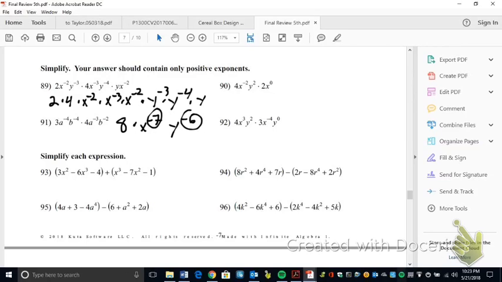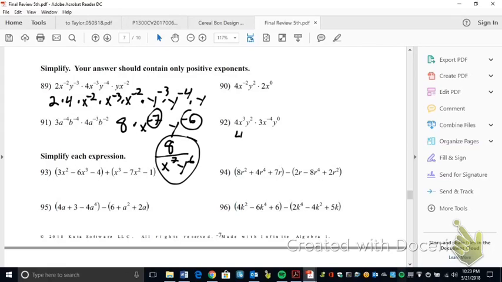Now notice we have two variables here with negative exponents. That means we're going to write this as a fraction and put them in the denominator. Now notice when we put them in the denominator, we write them as x to the 7th, y to the 6th. And that is a positive exponent. So that's what we mean.